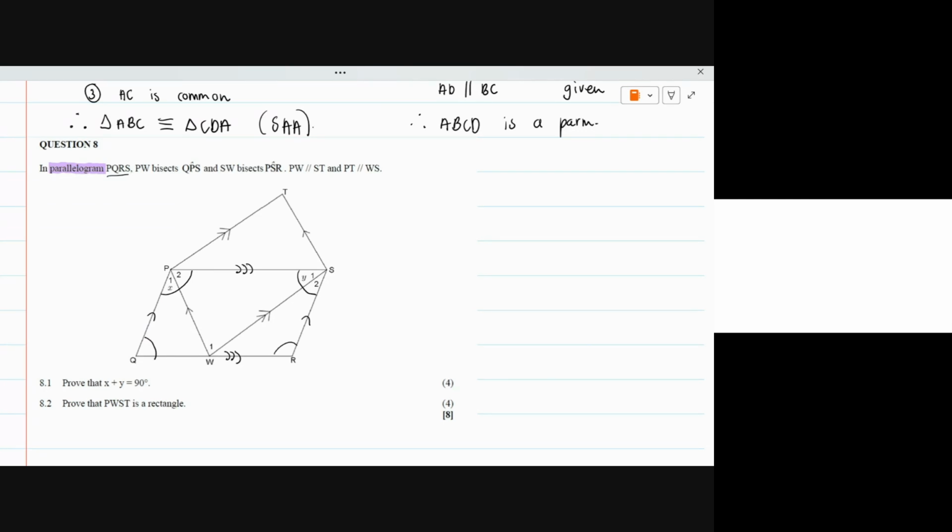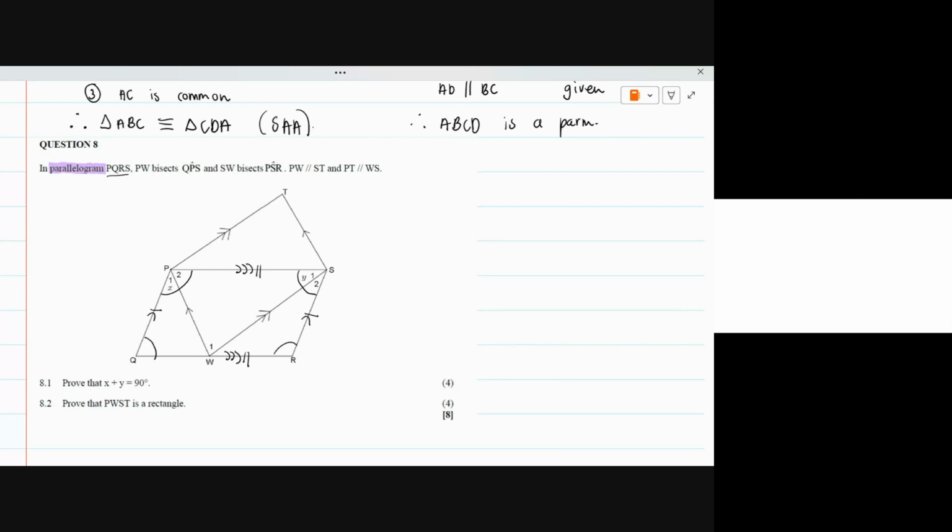What do we know about the sides of a parallelogram? The diagonals bisect each other. Good. So the opposite sides are also equal. PQ is equal to RS, and PS is also equal to QR. That's also some very important information that we need to know. Let's read the rest of the information.